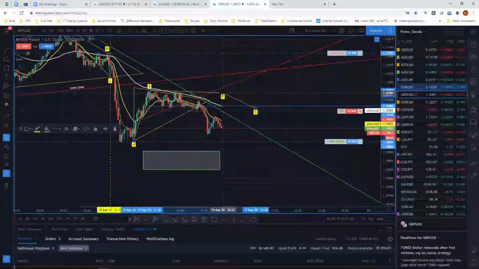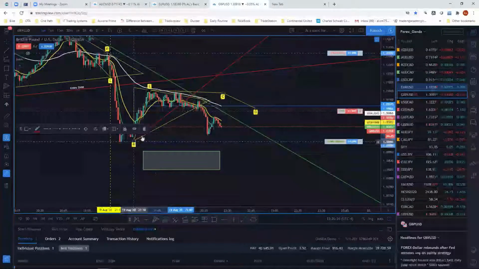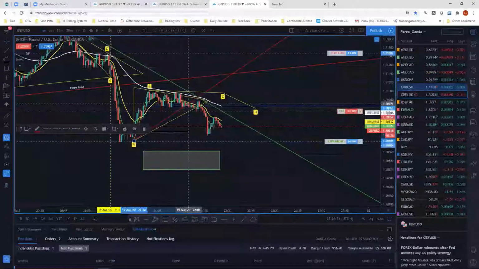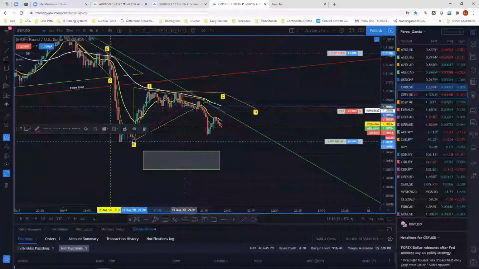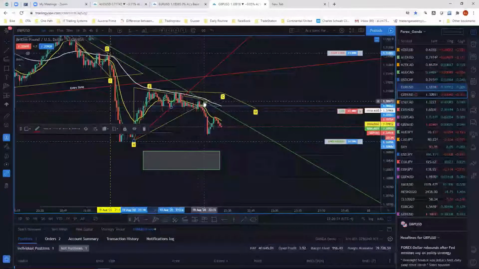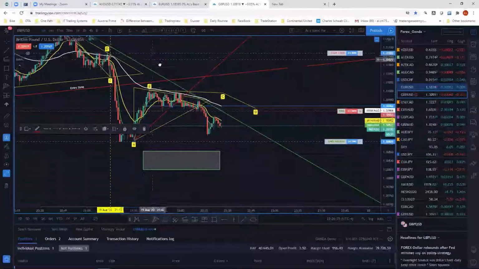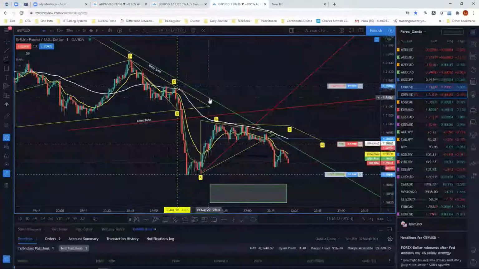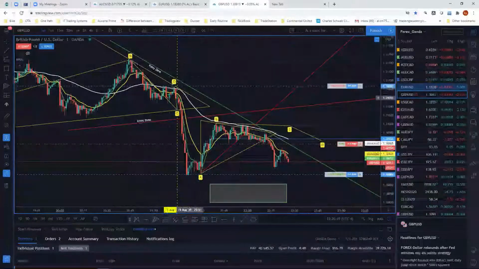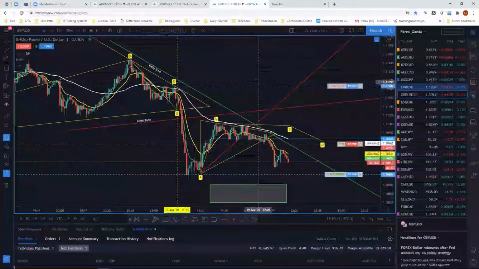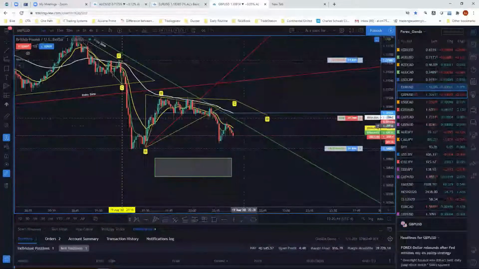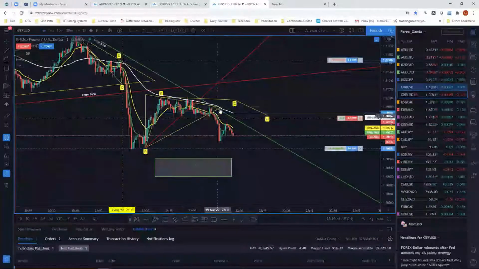But what I was doing with this particular case is I was using this angle here. We had a nice little wedge come up. It sort of broke out, but sort of went sideways. It did break. It went sideways. But now you see it's respecting this other one, which is actually the top of the extension of where the top of this original wedge was. And you can see where it's just now starting to follow that down. It's following the moving averages down.